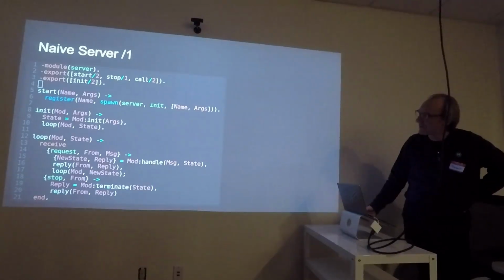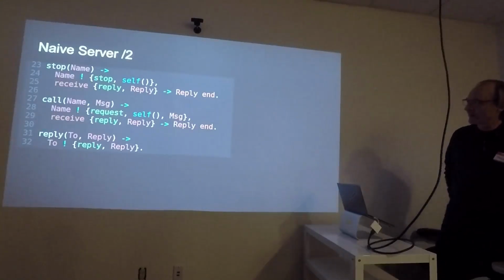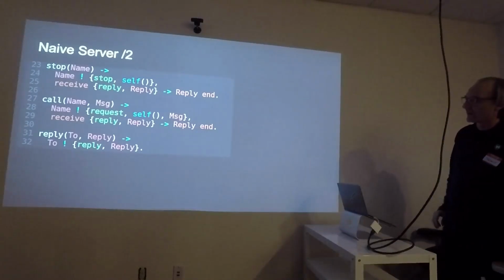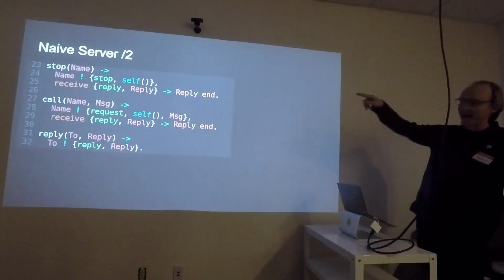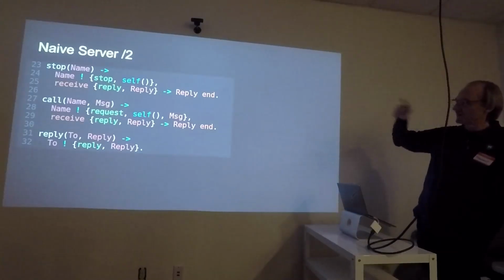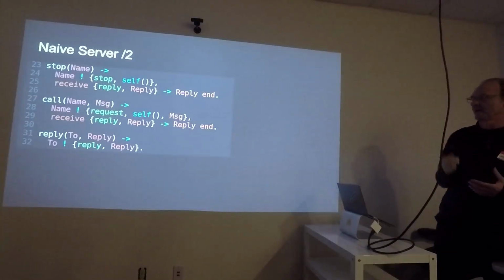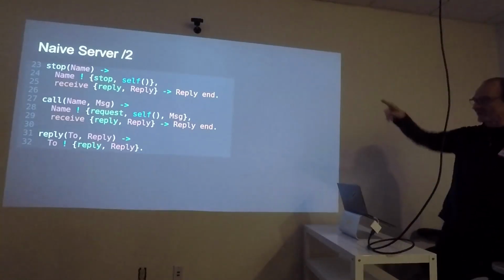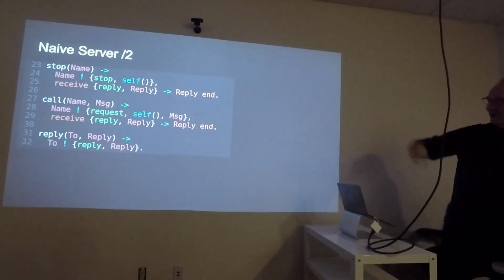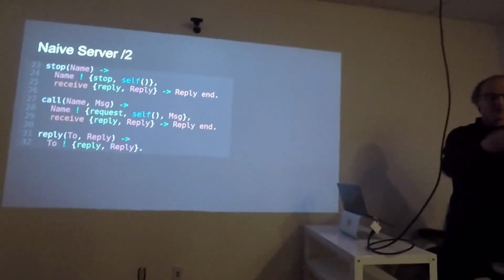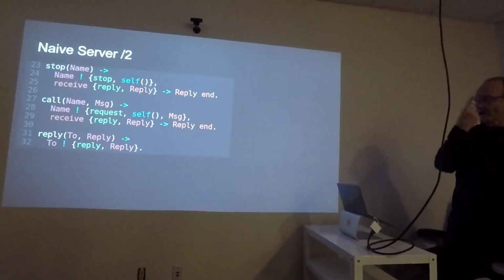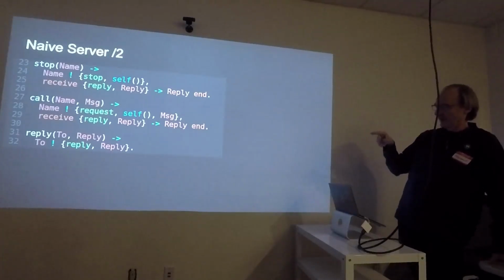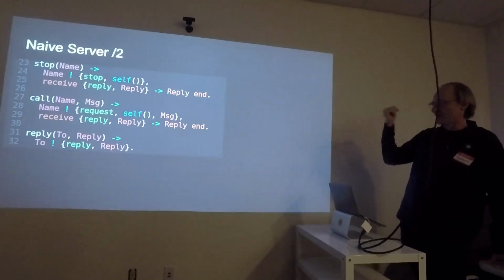And then the rest of the server is this. It's the start function, and it sends a message. The bang is a message, sending the stop, and its pid, to the named process, and then receiving the reply. And then you can see the call is the external call that ends up in the loop all the time. We're just sending a message to ourselves with the request and waiting for the reply.